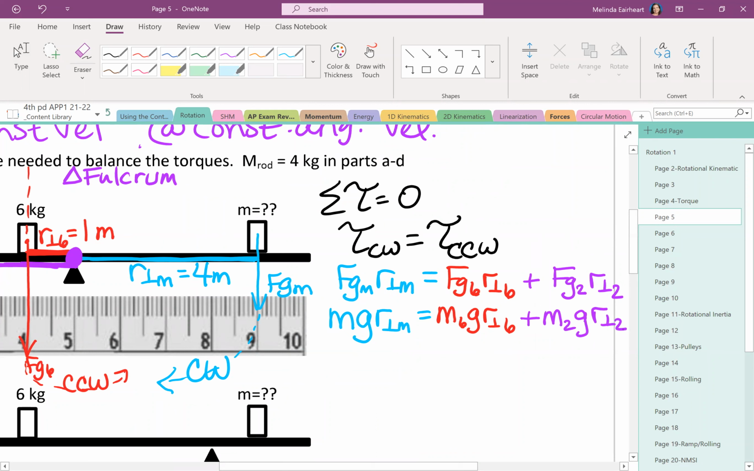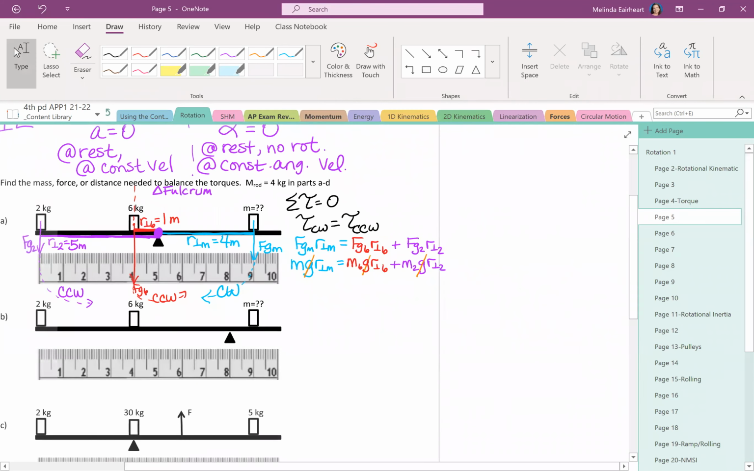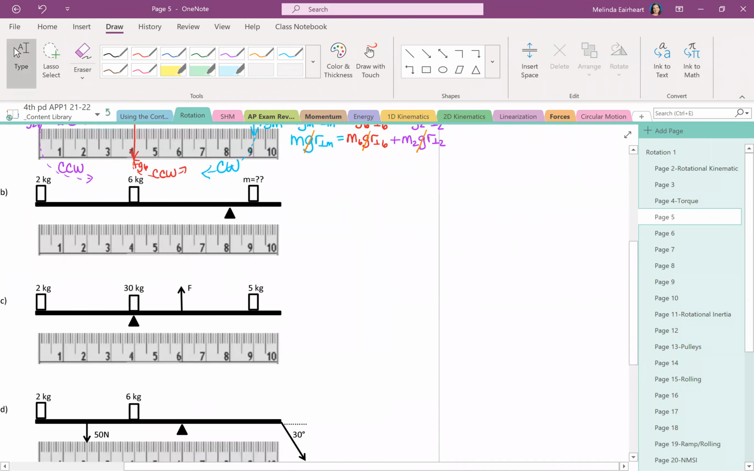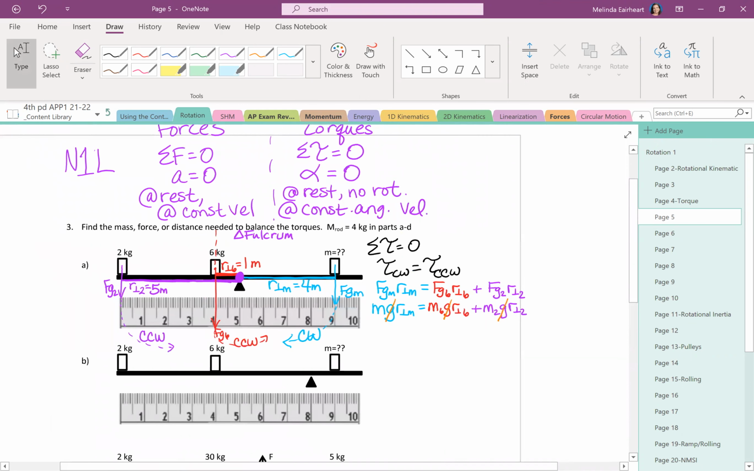Well, what do you notice? mgr equals mgr plus mgr. Do they all have the same mass? No. Do they all have the same lever arm? No. But when you break them down to simplest terms, don't they all have the same gravitational acceleration? Yeah, so what can we do? g's cancel out. Now you may be thinking, does this happen every time? Why include it in the first place? Go back to part C and part D. You'll be solving for a force, not a mass. And so no, it does not cancel every time, but thankfully it does here.